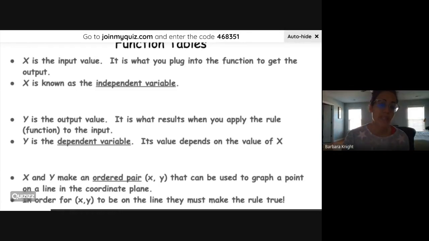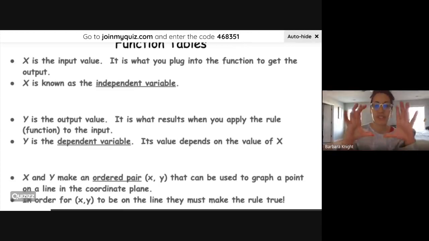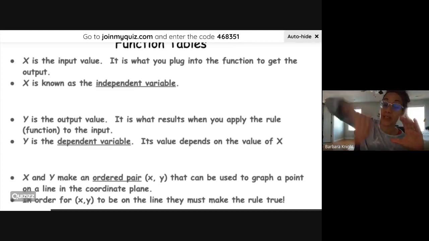We've already kind of looked at input, output, independent versus dependent variables. So this is kind of putting everything together. So X is our input value. It's what you plug into the function to get the output. X is also known as the independent variable. Y is the output value, and it's what results when you apply the rule or the function to the input. So it's kind of like our function machine when we were doing the Desmos, and the rule is like the machine, and then what goes into the machine is your input or your X, and what comes out of the machine is your Y or your output.